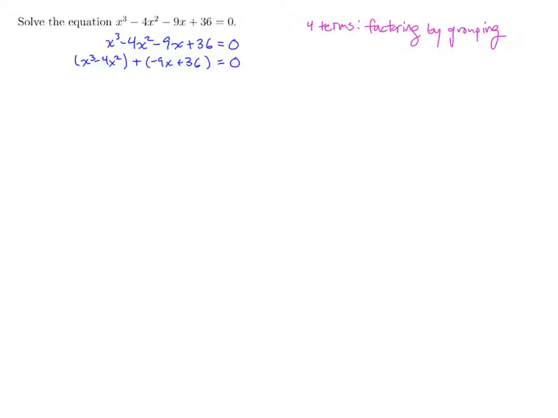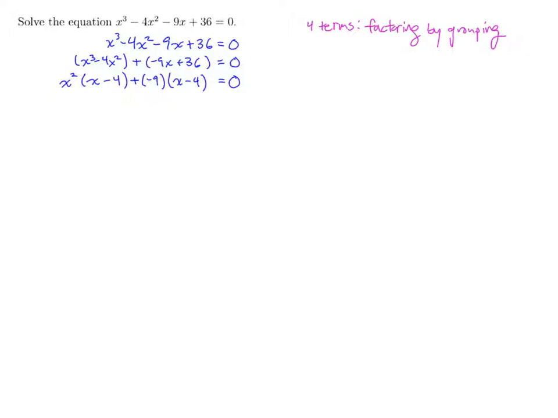So with x cubed minus 4x squared, I can factor out an x squared. So I'll have x squared times x minus 4. And then I'm adding, and this second pair that I have is negative 9x plus 36. So the greatest common factor that I can factor out from negative 9x and 36 is a 9. In general, I want to factor out the negative if there's a negative on that leading coefficient. So I'll factor out a negative 9, and I'll be left with x minus 4. So now I have x squared times the expression x minus 4 plus negative 9 times the expression x minus 4, and that's all equal to 0.